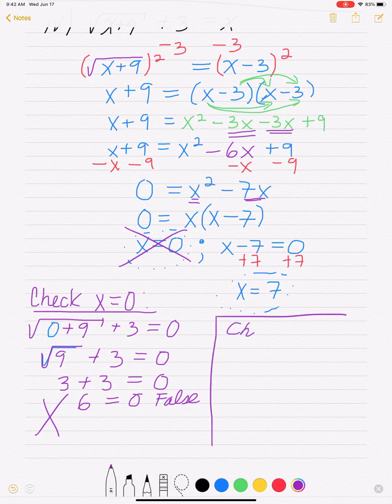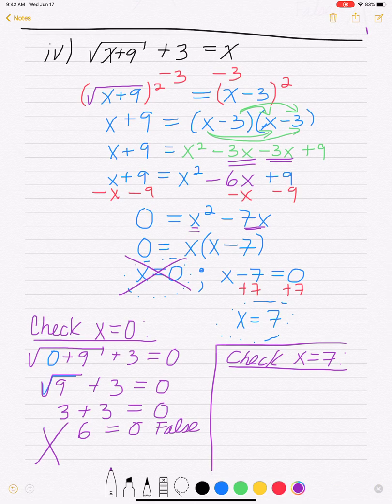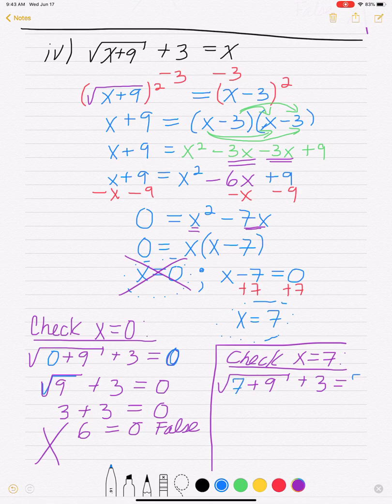Then we have to check our second potential solution. Let's check x equals 7. So let's see, what was the original equation? I forgot. There it is. The original equation, square root of x plus 9 plus 3 equals x. That should have been an x there. All right, so here in this equation, we're going to plug a 7 in place of where the x was and a 7 in place where the x was.